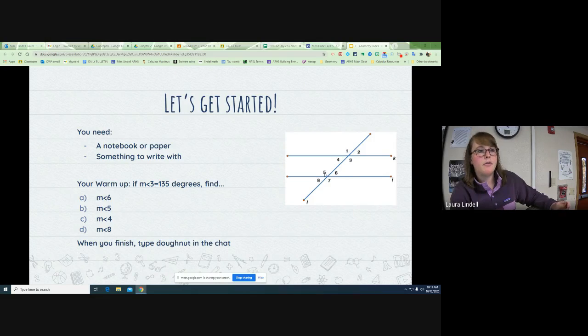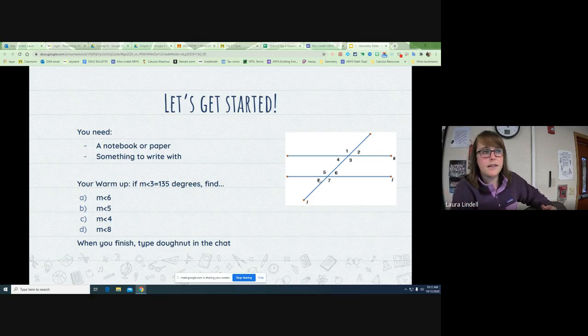All right, how about angle 5? What do we get? Type in the chat. What do we think? 135. Anyone else get 135? Yes, we got a couple people agreeing there. Nice. Yes, angle 5 is 135.